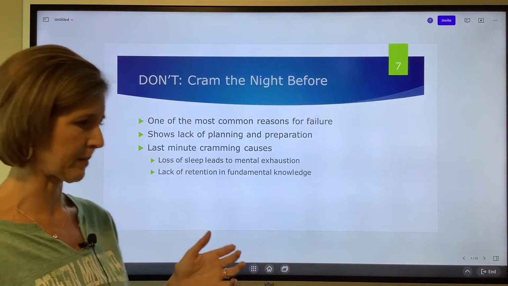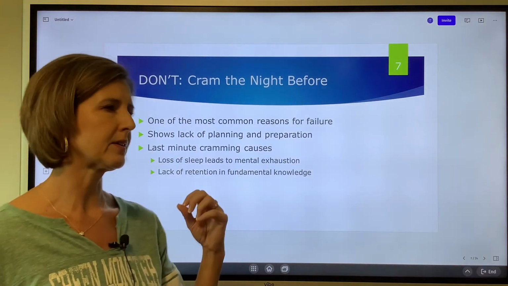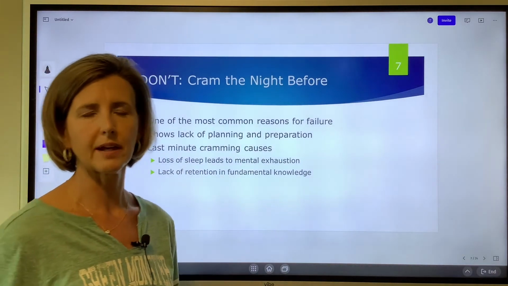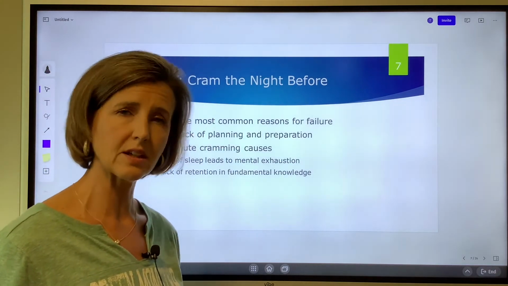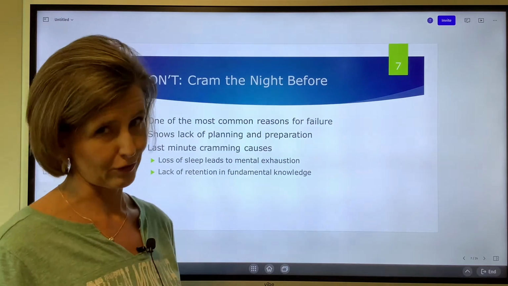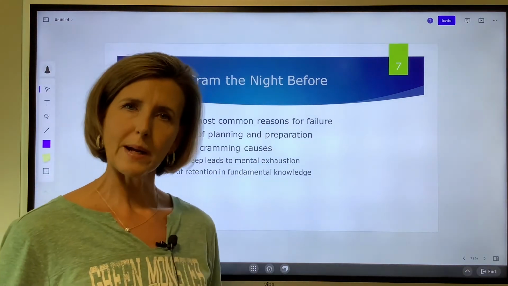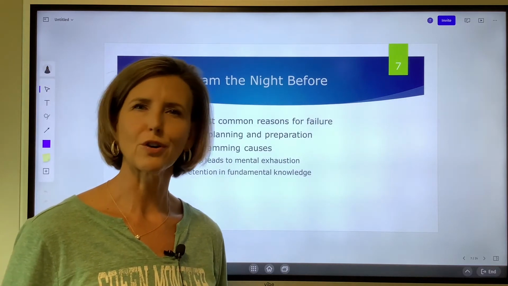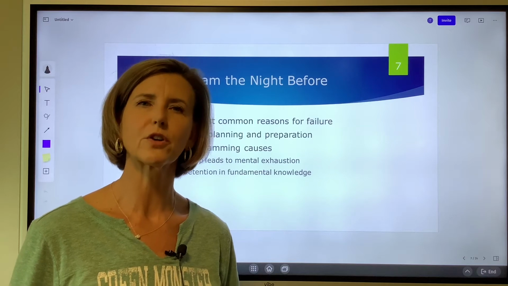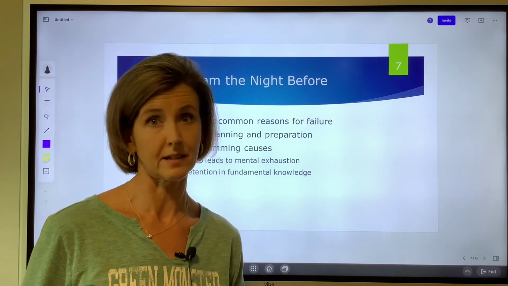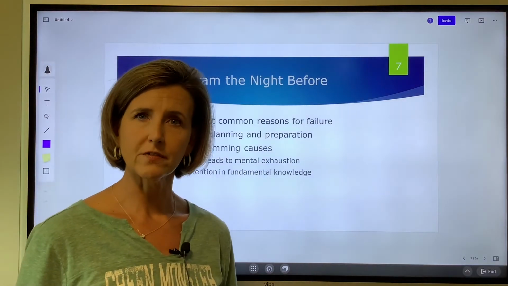And last minute cramming, like if you're waiting till the last minute to study the night before, you're probably going to stay up all night or stay up really late, which means you're going to wake up the following morning to take that test and you're going to be mentally exhausted. You're not at your best. You're not going to do well. And then that quick cramming, none of that goes into your long-term memory. Chances are you don't understand the fundamental concepts if all you're doing is studying the night before and memorizing concepts, okay? So that leads to that lack of retention and fundamental knowledge.